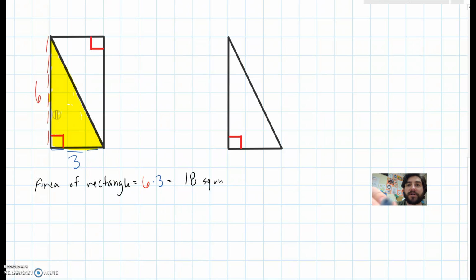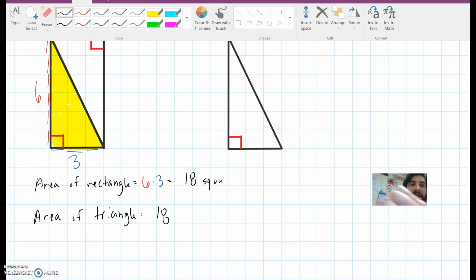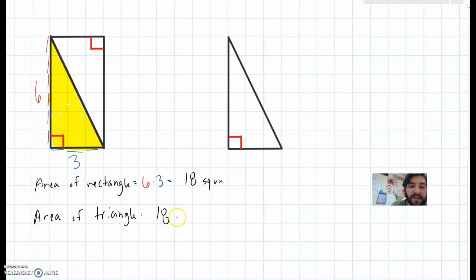So if we're looking for the triangle, we would need to take the area of that rectangle and cut it in half. Area of the triangle would be the rectangle, but divided by 2. We needed to cut it in half, right? Divide by 2. You usually see it like this. Divide it by 2, which would be 9 square units.